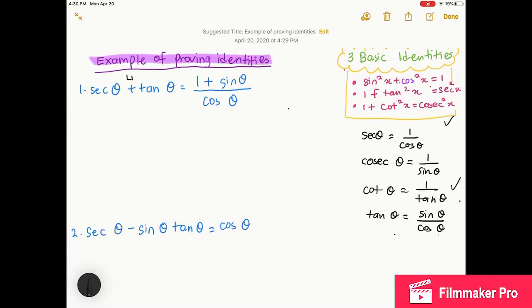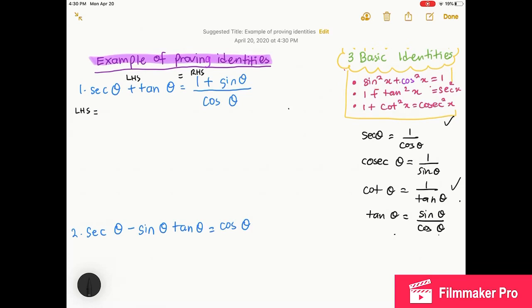First things first, you have to make sure that the left hand side you want to prove must be equal to the right hand side. Which one do you want to prove? It's up to you. If I choose the left hand side, it will be the same as the right hand side, and vice versa. So right hand side must be equal to left hand side. I'll show you both sides.